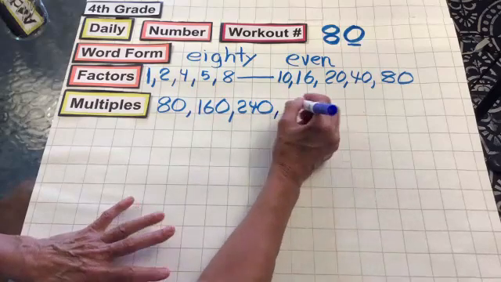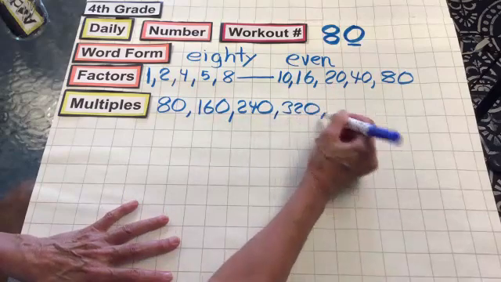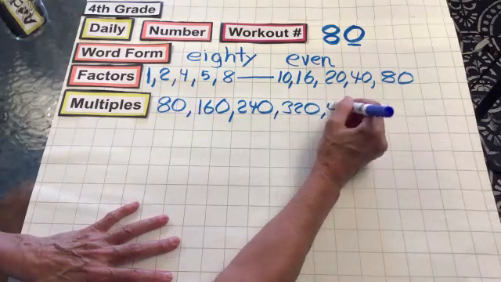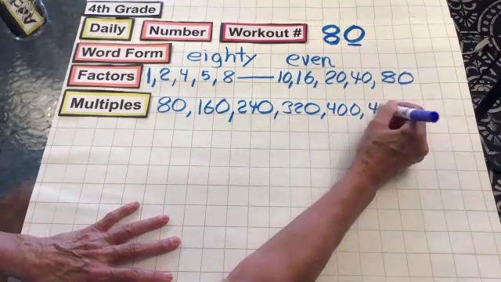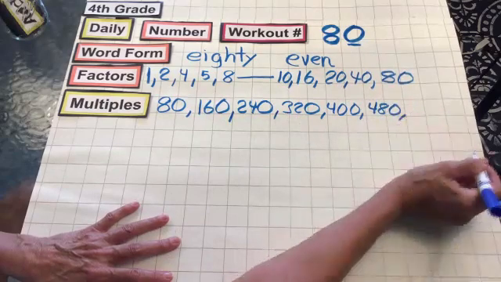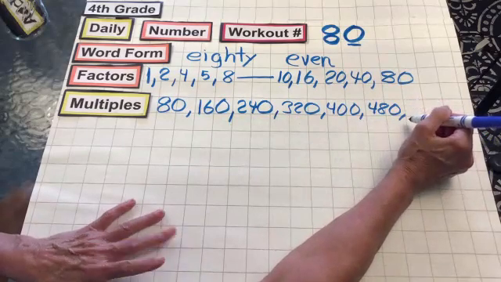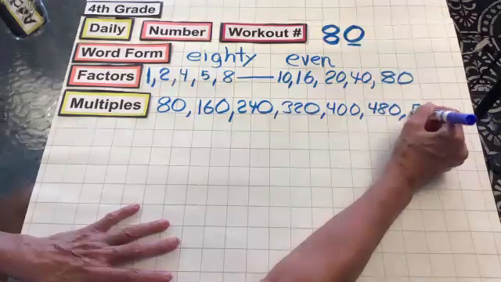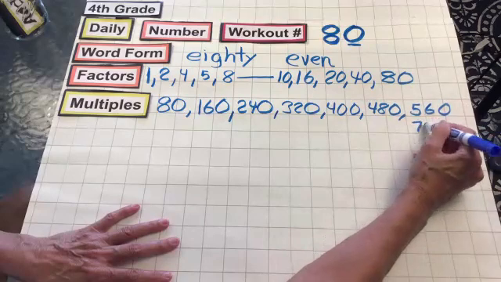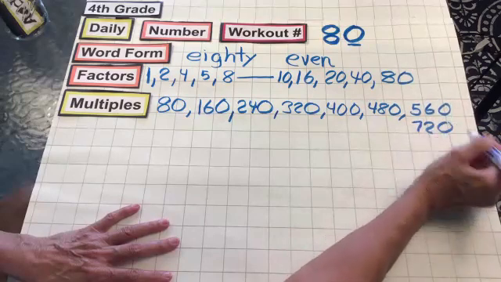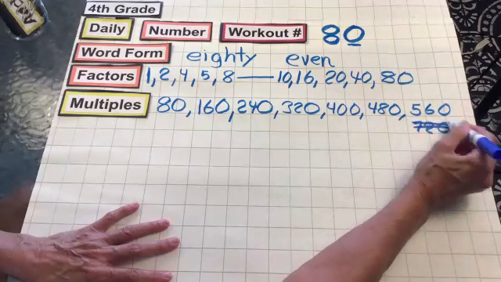All right, 4 times 80. Well, 4 times 8 is 32, and we add the 0. 5 times 8 is 40 with a 0. 6 times 8 is 48 with a 0. Wait a minute, hold the phone. 7 times 8 is 56 with a 0. I'm going to skip that one. 9 times 8 is 72 with the 0. This is not right. That's 7 times 8.